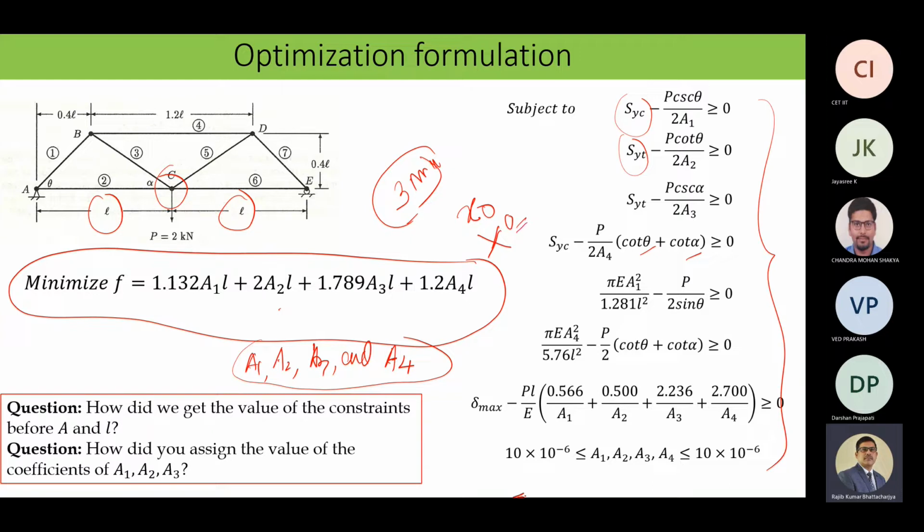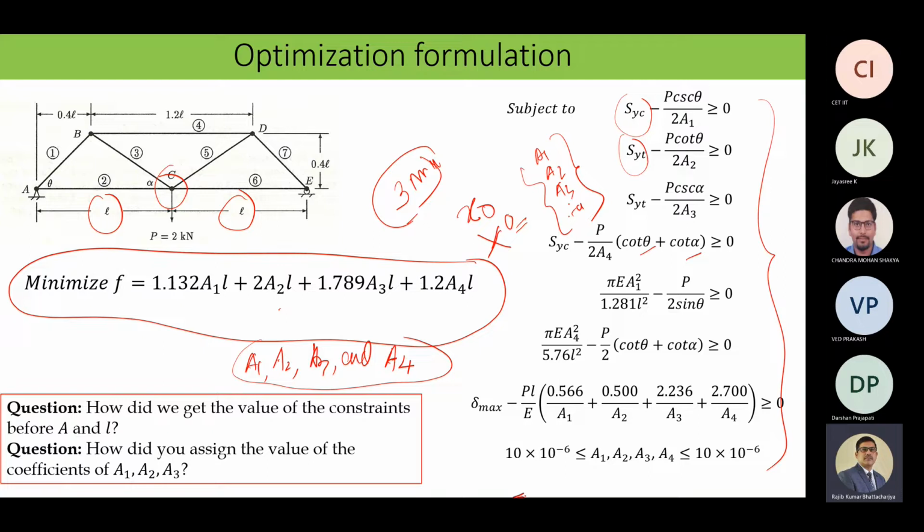In this case, we have four variables, that is A1, A2, A3, and A4. So initially I have to define X naught, and for X naught I calculate all these constraints and the objective function value. Then I apply this algorithm and try to find the optimal values of A1, A2, A3, and A4. I hope this is clear. So here A1, A2, A3, A4 are the variables.